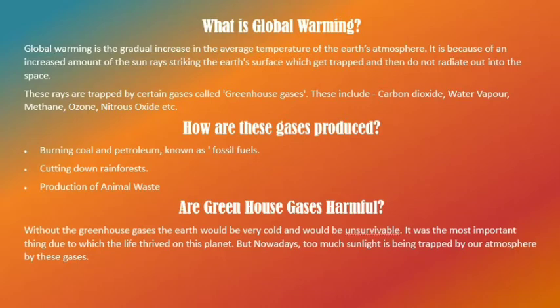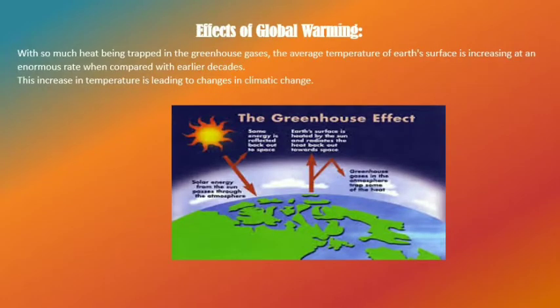With so much heat being trapped by the greenhouse gases, the average temperature of the earth's surface is increasing at an enormous rate compared with earlier decades. This increase in temperature is leading to climate change. In this figure you can see solar energy from the sun passes through the atmosphere, and some of this solar energy is reflected back out to space.